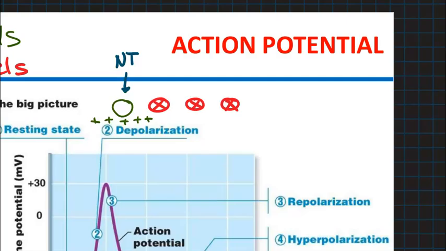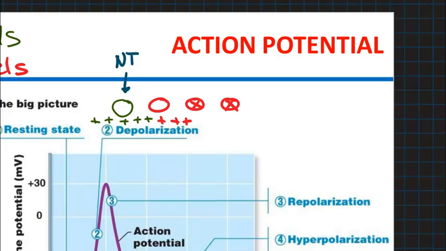Okay? Now, these red channels, how are they gated? So again, voltage. So when you have all those extra pluses on the inside of the cell, all those extra pluses open the first voltage-gated channel. It's all sodium, so now sodium diffuses into the cell, adding more pluses.